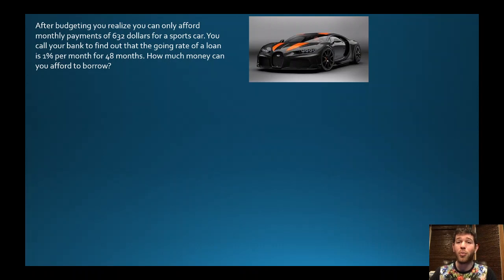So we need to make sure we don't over borrow because then we won't be able to pay it back. And if we're going for something that we love, like our dream car, and we can borrow more, why not? Because it'll help us finance the car. How do we solve this problem?